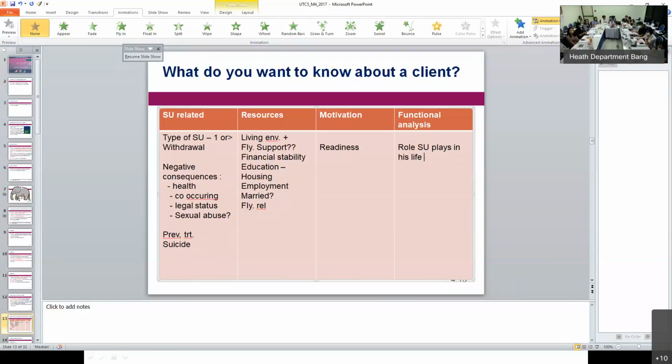Unless I understand the special relationship, I won't be able to break it. So functional analysis is the other dimension of assessment. Is this clear so far?